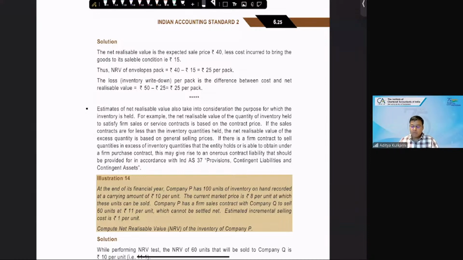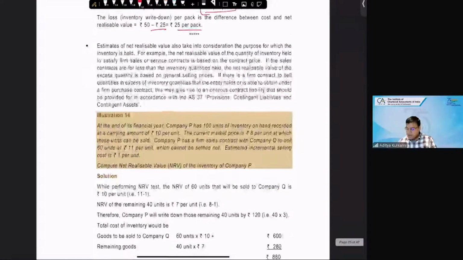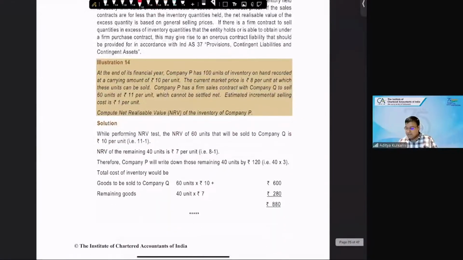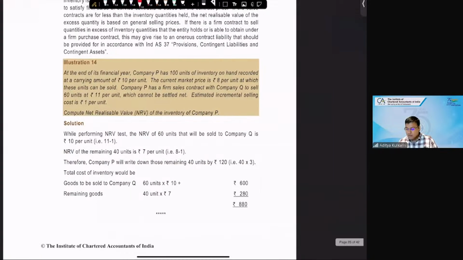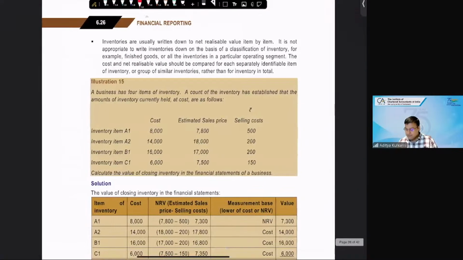NRV is 40 rupees final selling price minus the cost incurred to bring it to saleable condition, that is 15. That comes to 25 per pack. So cost was 50, NRV is 25. So the write-down will be rupees 25 per pack. Are we okay with this? Yes.